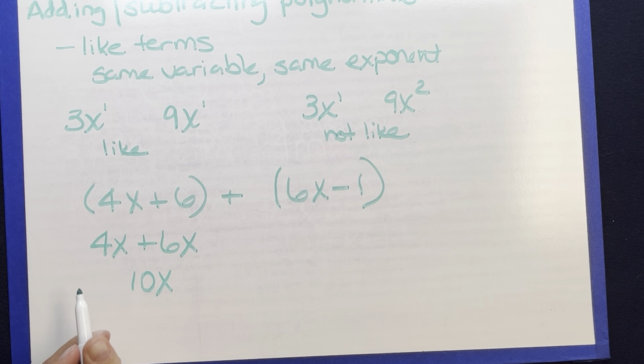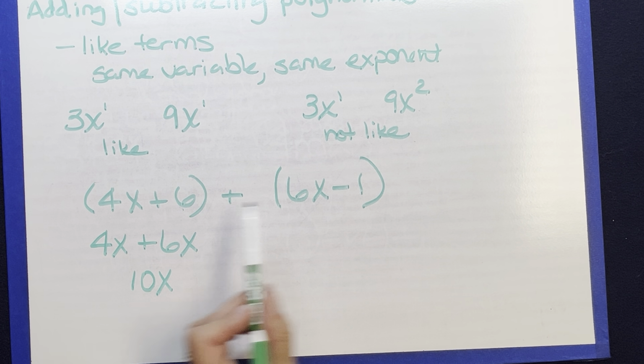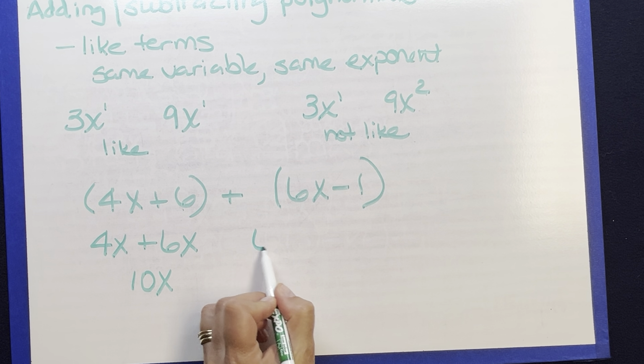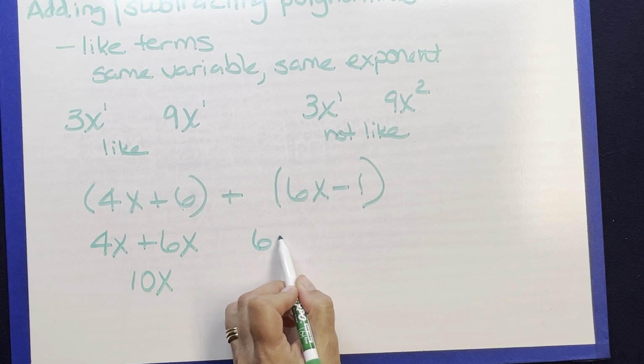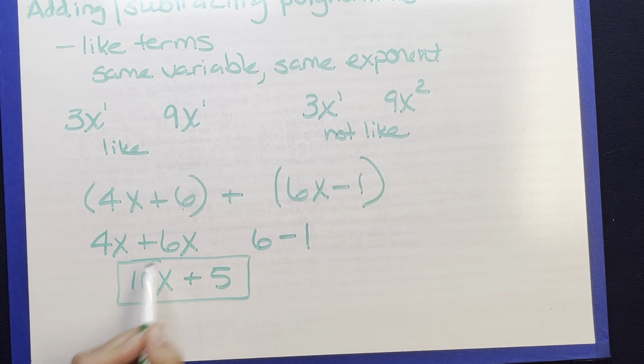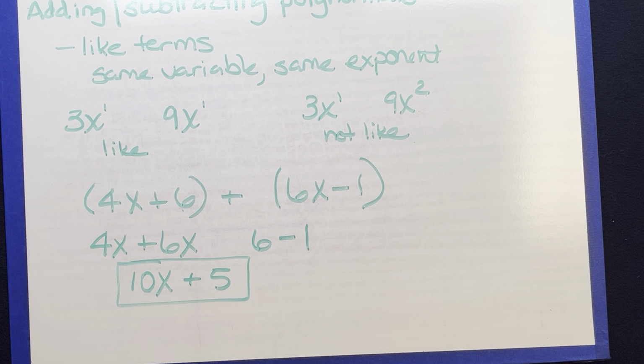Okay, so I have like terms here. These are just integer values. I'm going to pull these out. I have a 6, but then I have a minus 1. So when I combine 6 minus 1, I'm subtracting these and I get a positive 5. So over here with my 10x, I'm going to add on the 5 that I had. And I have added together these two binomials, and I got 10x plus 5.